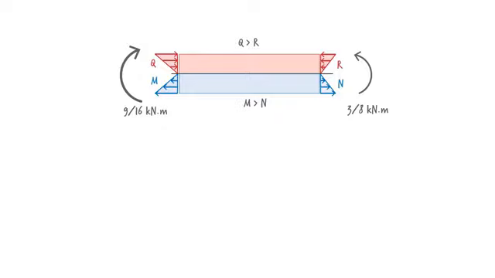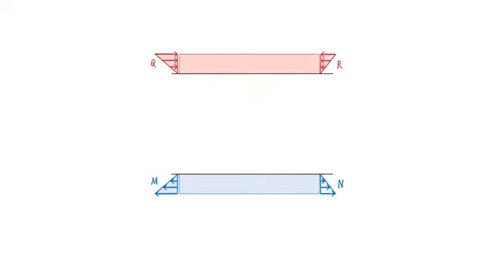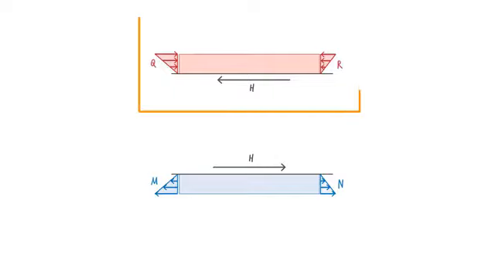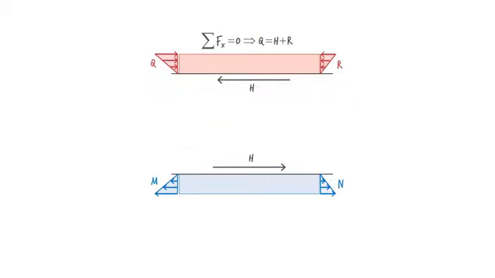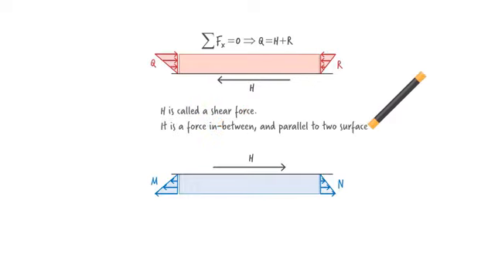Suppose we separate the tension zone from the compression zone, like this. This separation exposes another internal force in the segment, a horizontal force that acts in between the two segments. Why does such a force exist? To maintain static equilibrium. Since Q is greater than R, another horizontal force needs to be present for the sum of the forces in the x direction to vanish. We call this a shear force.